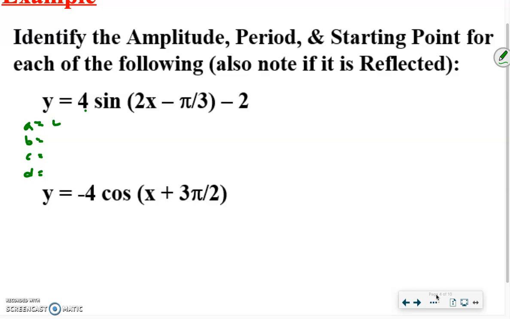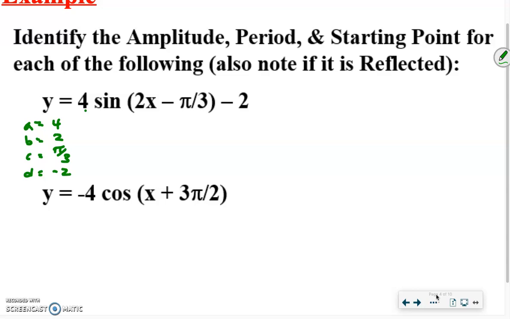A is 4. What is B, please? 2. What is C, please? We want to be careful here. It's going to be positive pi over 3. Good. It's the amount being subtracted from the x term. And then finally, what is D? This is where we actually would include that negative.